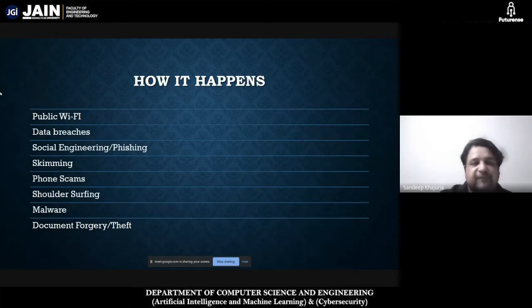Okay, moving forward, we have shoulder surfing. Shoulder surfing has been considered, and when people join the organization, they are told to refrain from it. But still, it is prominent. It still happens, and you have to be very vigilant about it.